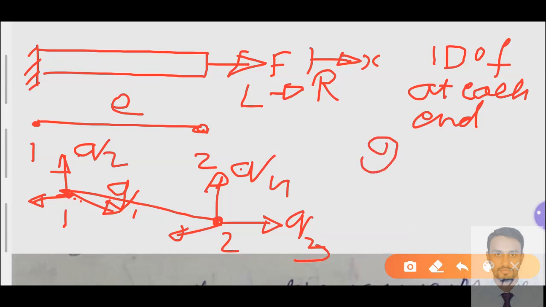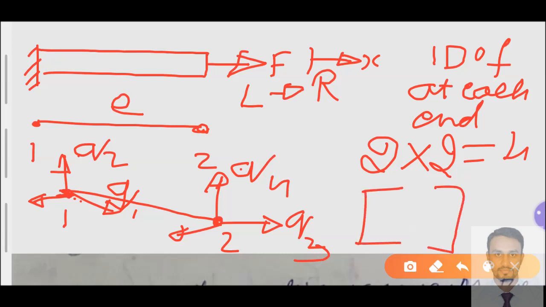How many nodes do we have? 2 nodes times how many degrees of freedom? 2 degrees of freedom, which is equal to 4. We'll get a 4 cross 4 matrix. How many degrees of freedom are there? How many nodes? Multiply them and you will get the answer. That many numbers of rows and columns you will get. We get a square matrix.